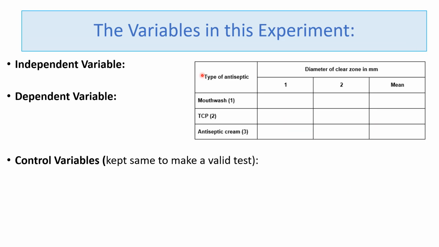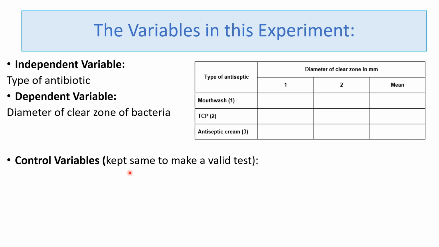And what are the variables that you need to know for this experiment? Well, if you're given a table, don't forget you can use that to work out what the variables are, because the independent variable should always be in the first column. So the independent variable is the type of antiseptic in this table, or the type of antibiotic, depending on which investigation exactly you've done. The dependent variable is always this bit here, so the diameter of the clear zone of bacteria. Okay, that's the thing you're measuring, and the control variables then are the things you're keeping the same.